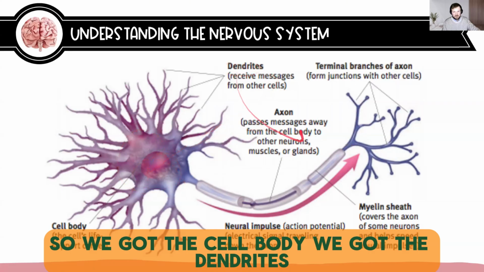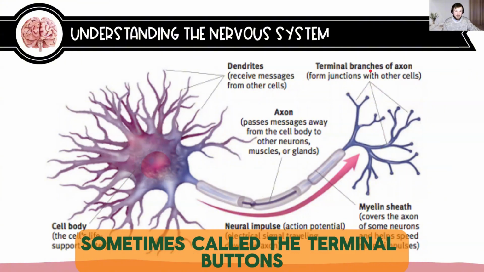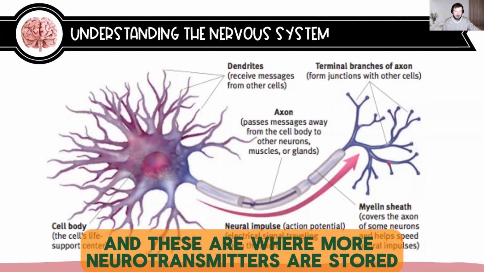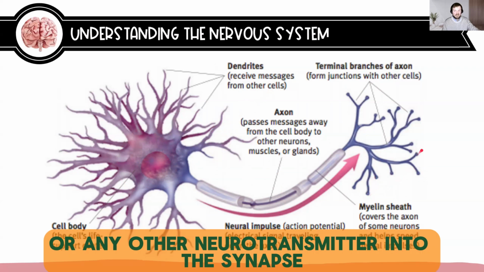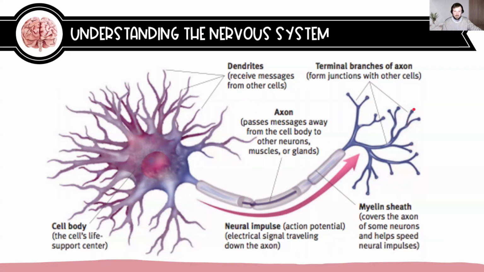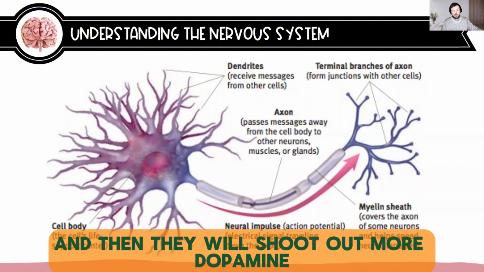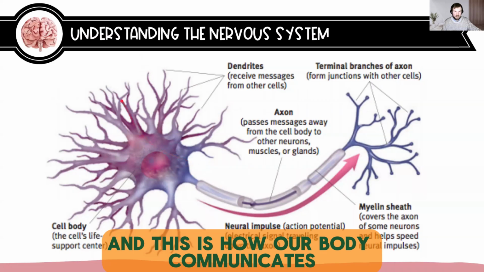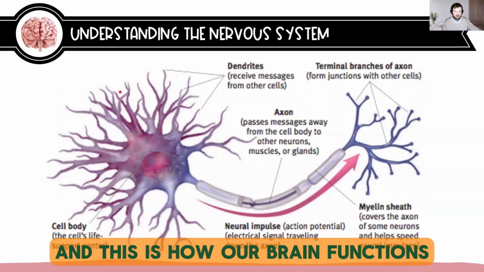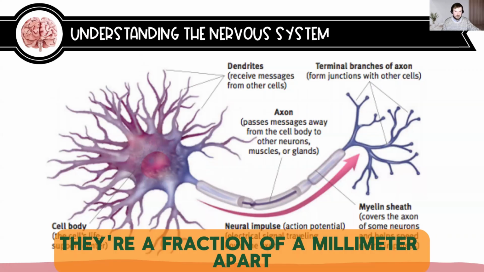So we got the cell body, we got the dendrites, we got the axon, we got the myelin sheath, and then out here we got the terminal branches, sometimes called the terminal buttons. And these are where more neurotransmitters are stored. And this guy is going to shoot more dopamine or any other neurotransmitter into the synapse, which is the gap between neurons, to be absorbed by the dendrites of other neurons. And then they will get an electrical charge, and then they will shoot out more dopamine. Yep, it's crazy. 86 billion of these things. And this is how our body communicates, and this is how our brain functions. It's all neurons, and they're not even touching each other. They're a fraction of a millimeter apart.